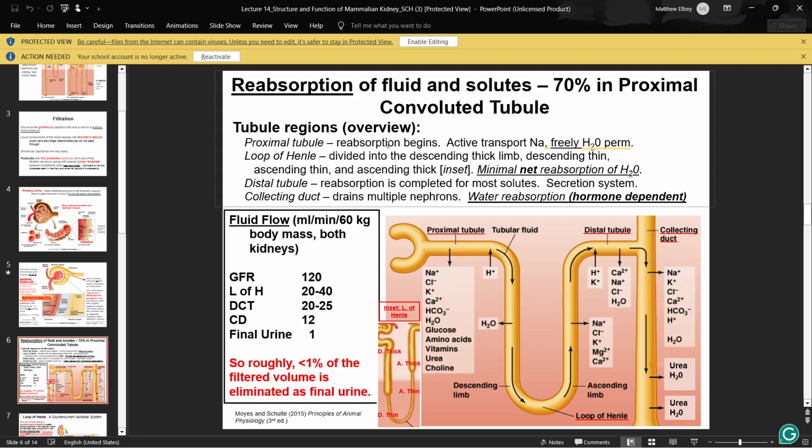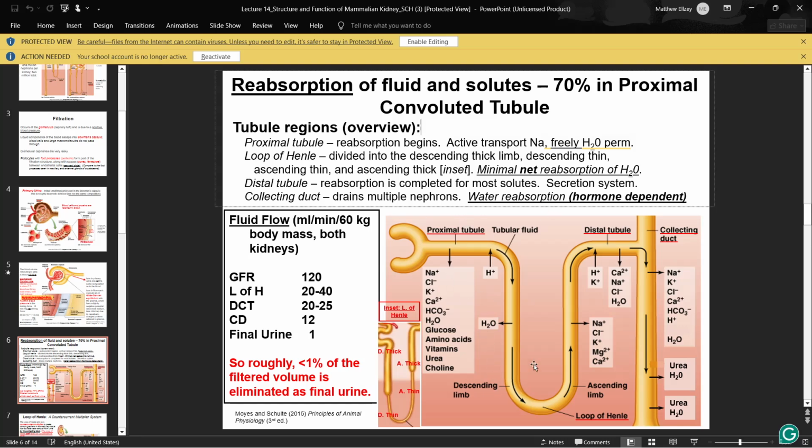So let's see. Proximal tubule reabsorption begins. Active transport of sodium. So we're actively transporting, using energy to bring sodium back into the blood, because very important. And freely permeable to water. So a lot of the water is going to also freely flow back into the blood.